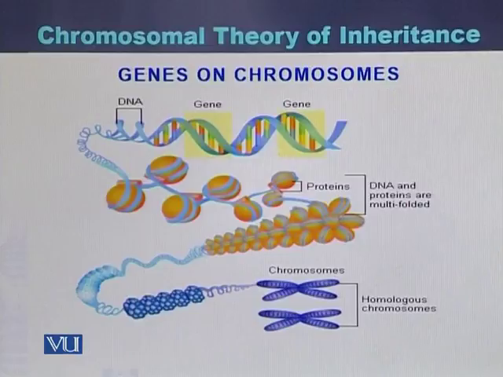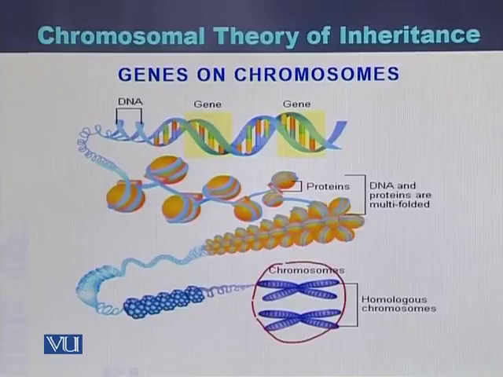If we see here the diagram of the chromosomes, these are the chromosomes, which are made up of nucleosomes. As a result of nucleosomes folding, superfolding and coiling, chromosomes are formed. These nucleosomes are made up of DNA. Here is the DNA, and on the DNA is the sequence of the genes. So we can say that genes are present on the DNA, or in other words, genes are present on the chromosomes.